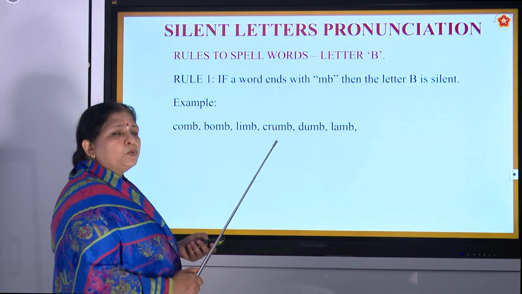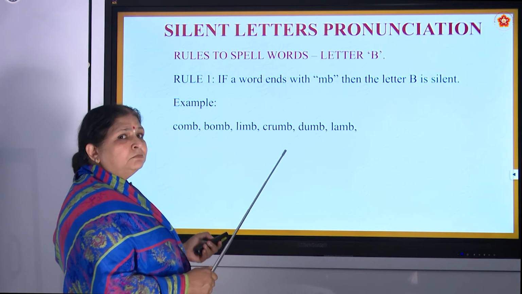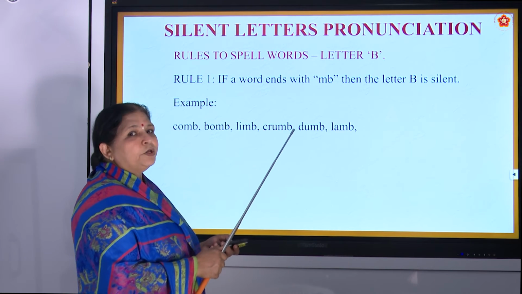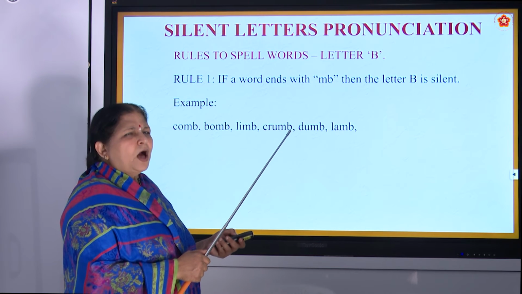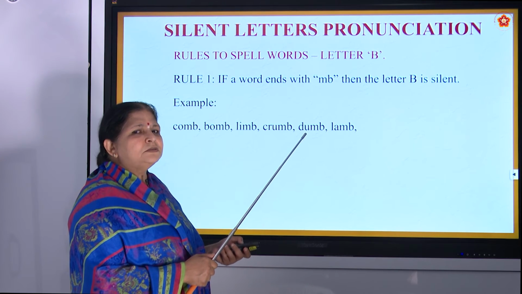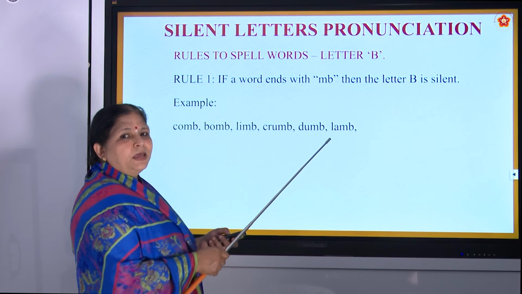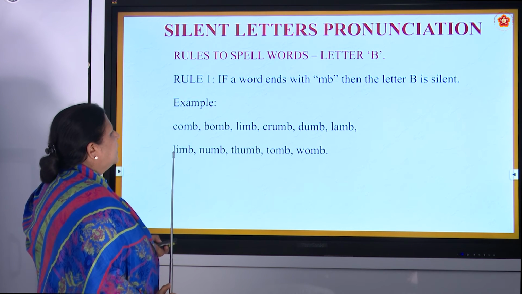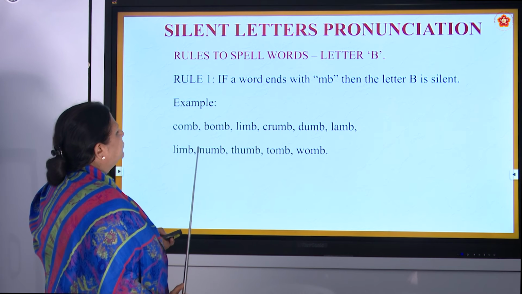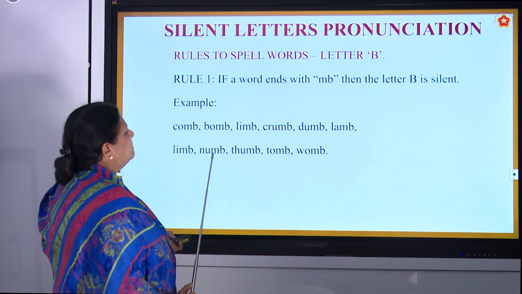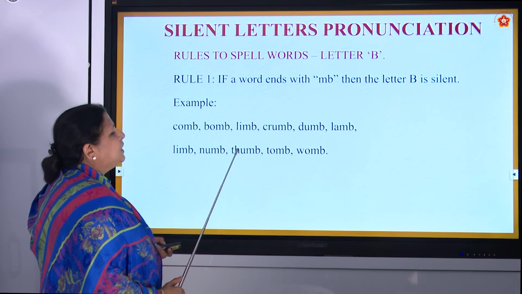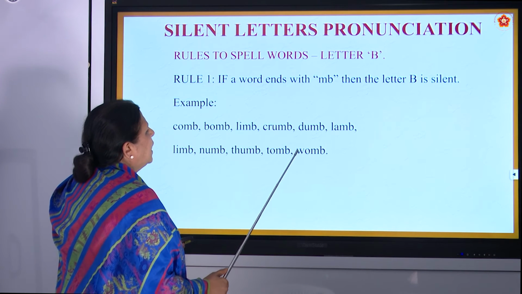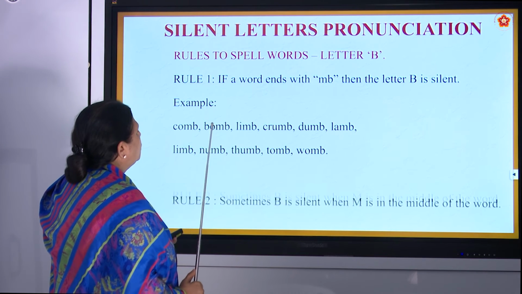Crumb, C-R-U-M-B, crumb. Dumb, D-U-M-B. Yes, this is a most common word used by many of us. Yes. Are you dumb? You don't understand this? Yes. Lamb, L-A-M-B, lamb. Okay. Numb, N-U-M-B, numb. Thumb, T-H-U-M-B, thumb. Tomb, T-O-M-B. And then womb, W-O-M-B, womb.